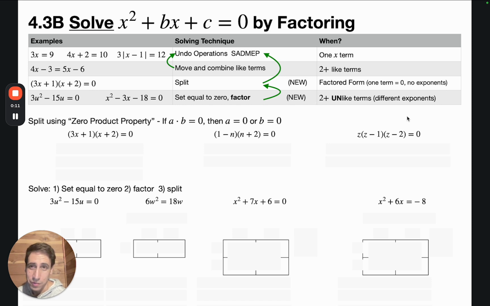Now that we spent last video and last lesson factoring, we're going to use it. And we're going to use it to solve new and more complicated equations that we've never seen before. Let's talk about what we have seen before.